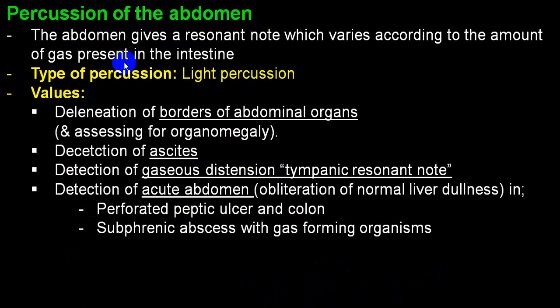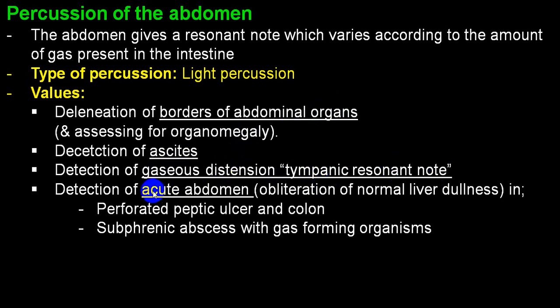So percussion is being utilized mainly for this. Initially you always start with a light percussion. By light percussion you can easily identify the border of different organs, identify whether there is an enlargement of an organ or not, detect the presence of free fluid in the abdomen, and find out gaseous distension by identifying the tympanic note or a hyperresonant note.